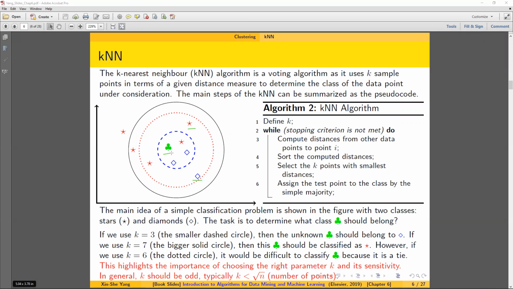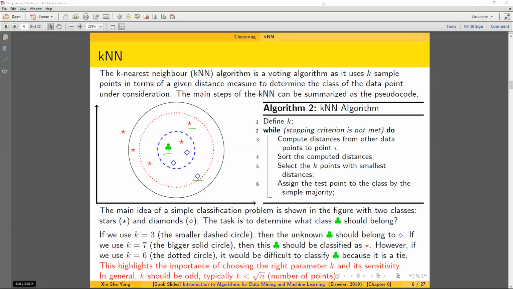If we use k equal to 3 nearest neighbors, which is this blue circle, and we only look at the nearest neighbors of those 3 to see which class this should belong to, you see that there will be 2 diamonds and 1 star. You would think that this green spade should be a diamond. If we're using a bigger circle like this black line, then what we have is 4 stars and 3 diamonds. Then we think this one would be a star. However, if we use this red line in the middle, you find that it would be 3 stars and 3 diamonds, which becomes a tie. So you would not know what this green spade belongs to.